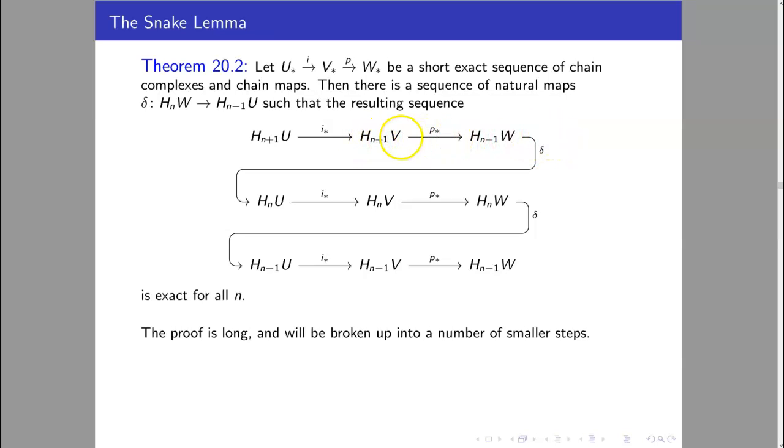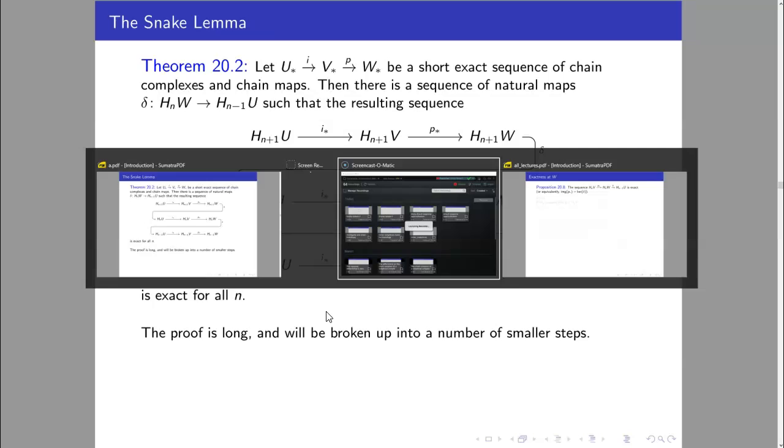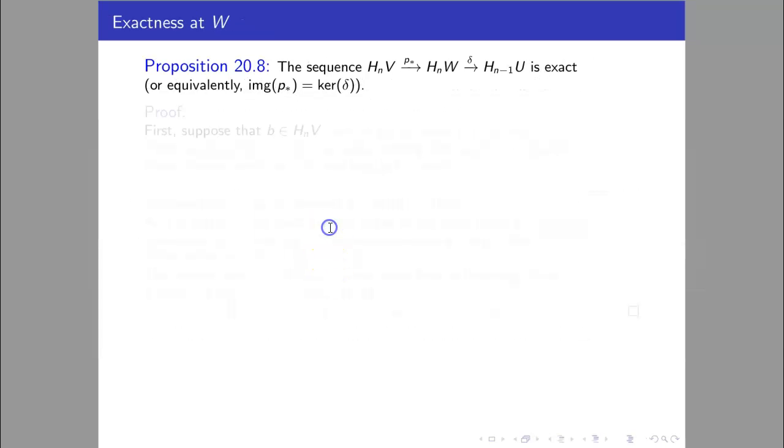We need to prove here that the image of this p lower star is equal to the kernel of delta. It's exactness at the group H_n W. And then we also need to prove that the image of delta is equal to the kernel of i lower star. In other words, you need to prove exactness at U. Okay, so now let's prove exactness at W.